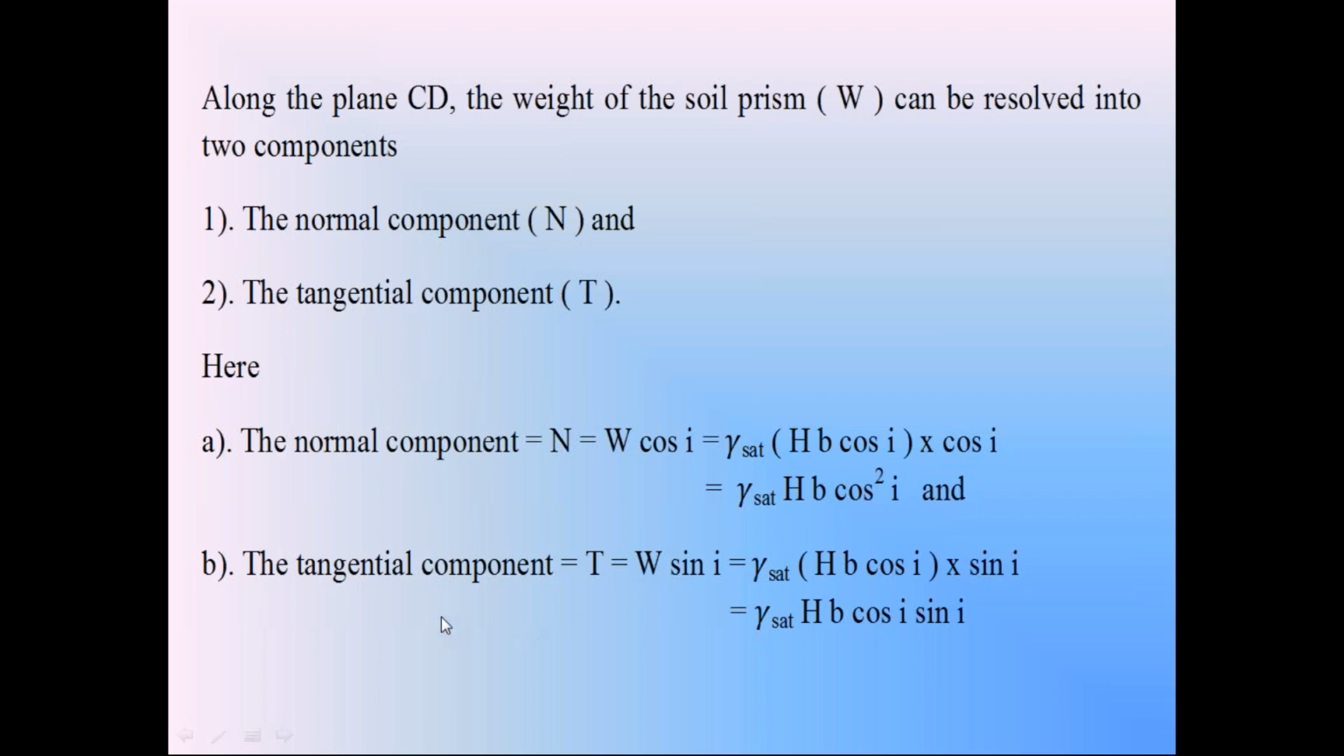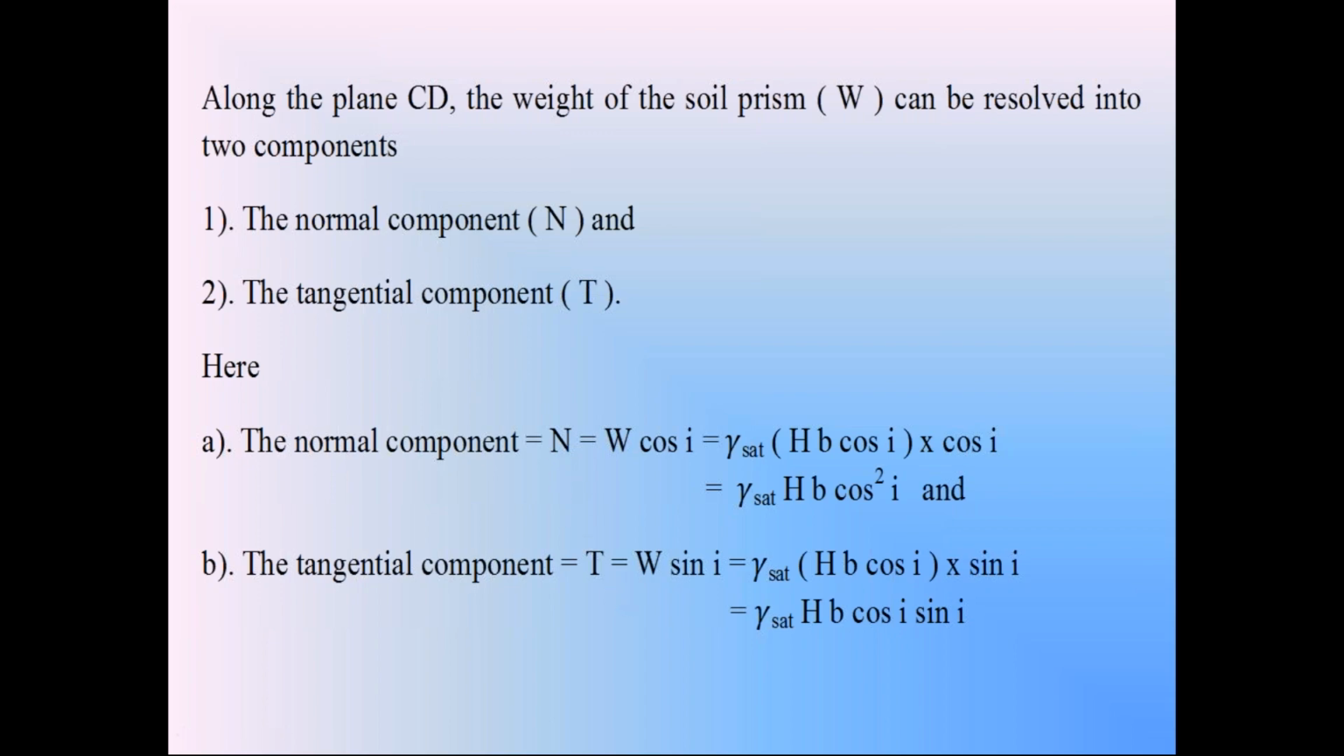Then the other component is the tangential component or the tangential force. T is equal to W sin i. With weight W equal to gamma saturation h b cos i, this tangential force T is equal to gamma saturation h b into cos i into sin i. So in this condition, first we calculate the weight of the soil prism in the seepage flow condition. Then we separate that weight into two components, normal component N and the tangential component T.